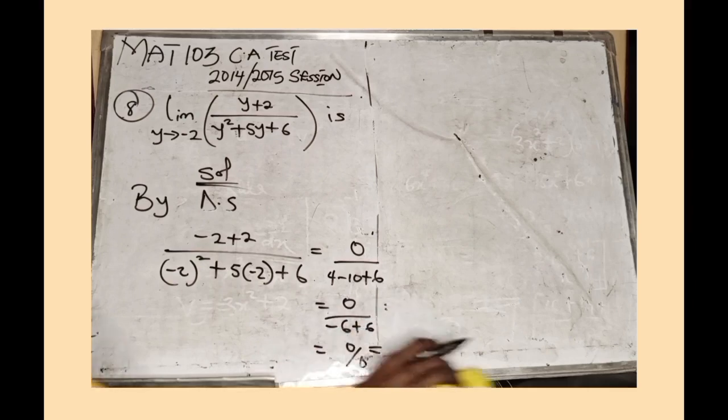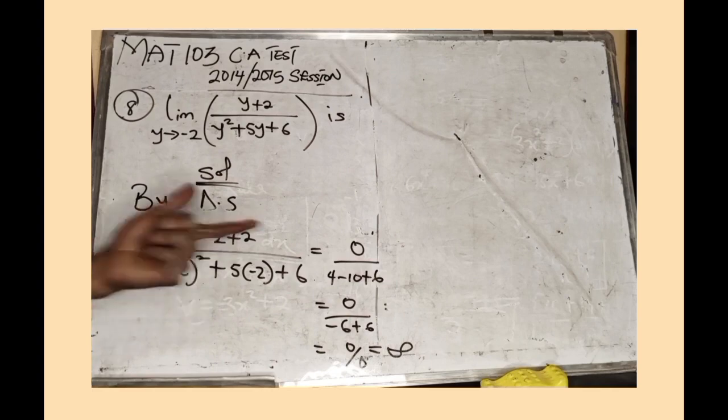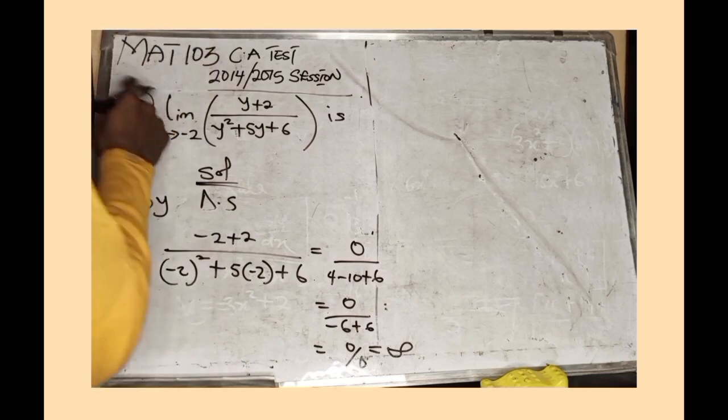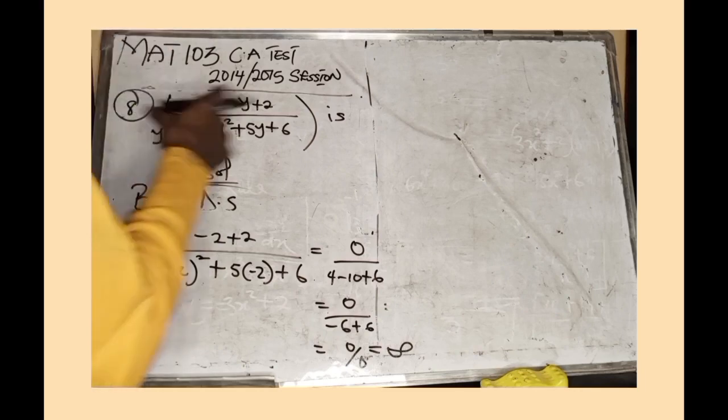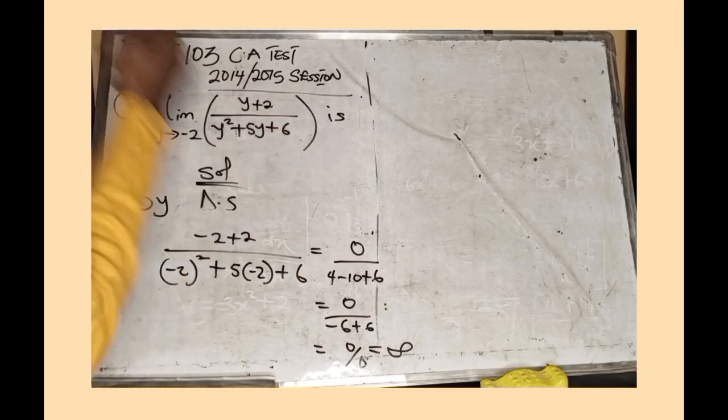And this happens to be undefined. Guys, like I said earlier, we wouldn't want to have undefined. We can have 0 as an answer, but we would not accept undefined as an answer. So we have to use another approach or method to solve this question. So this failed. Now let's solve by the factorization method, because the denominator can actually be factorized. So now let's work on the denominator.